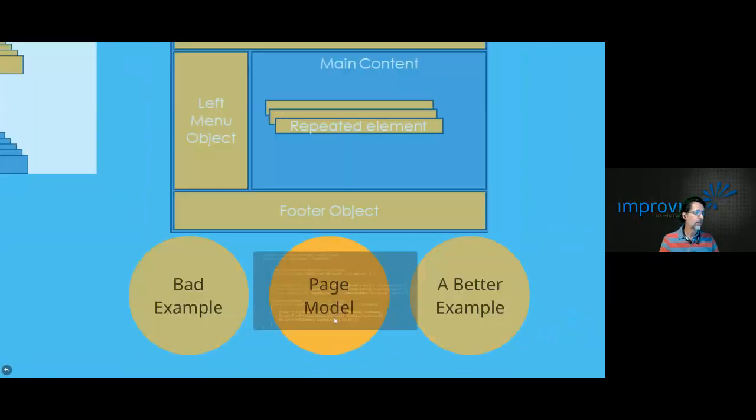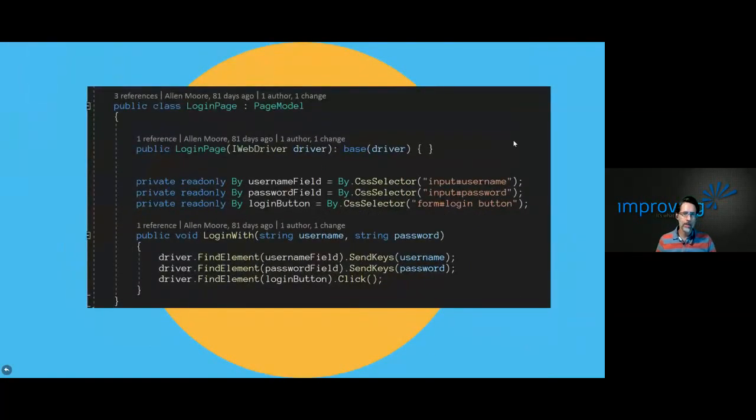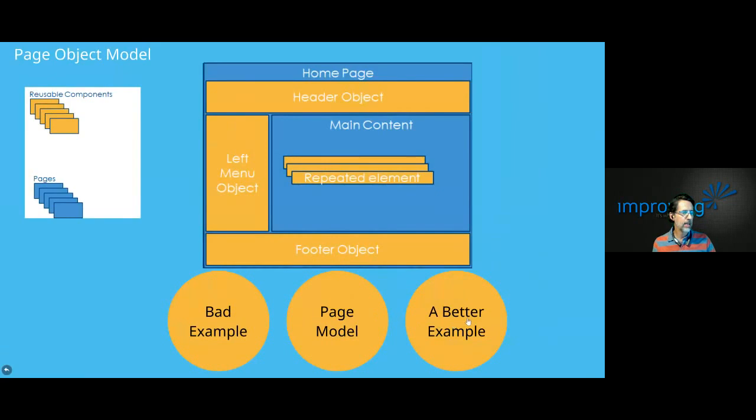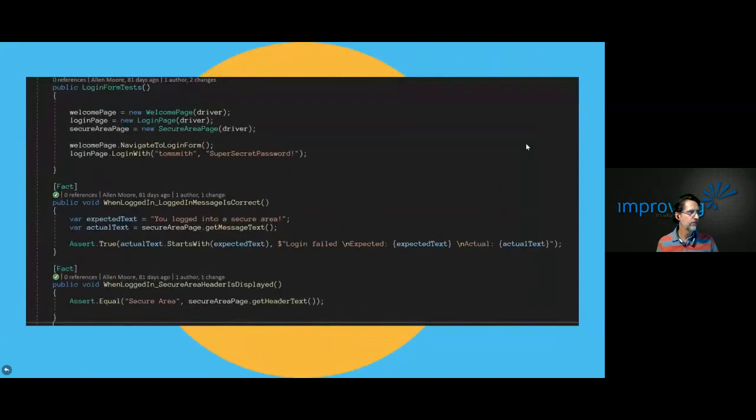So if we can take this information and encapsulate it inside a page model, here's the login page model. I have my username field, my password field, my login button, and then I have a business flow or a step called login with that allows me to supply a particular username and password, and it's able to pass that on to the form fields and click the button. And then I can take that and integrate it back into my test.